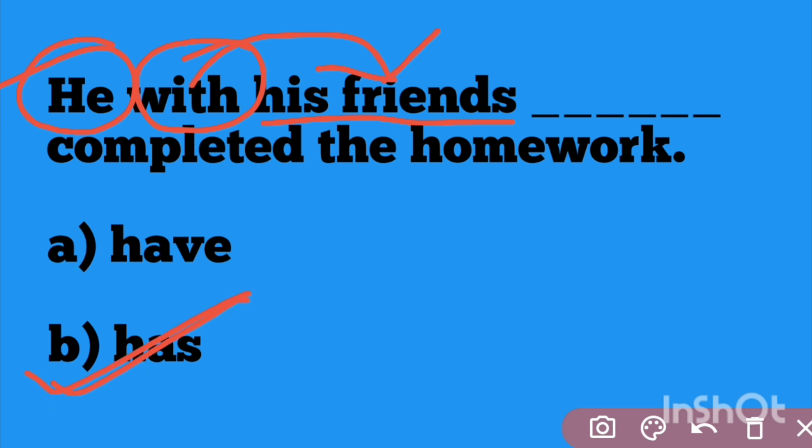Dear friends, so he is the third person singular number. And you know, my dear friends, has is the singular form. So my dear friends, the answer will be he with his friends has completed the homework. Friends, this is the correct answer.